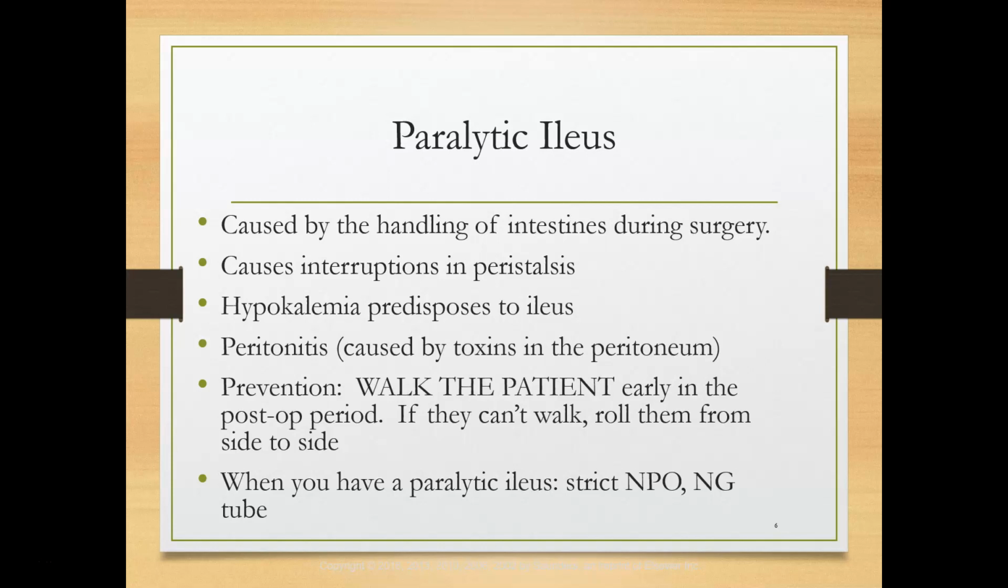We walk the patient. We get them up early in the postoperative period. If they're not able to get up, we move them from side to side. But for our intents and purposes this semester, if we can't walk them, we can at least get them up to the chair. We need to make sure patients who are unable to get up are being turned every 2 hours. When you have a paralytic ileus, they usually have a strict NPO, and they generally will have an NG tube, which I know you talked about during your new skills with Ms. Stone.